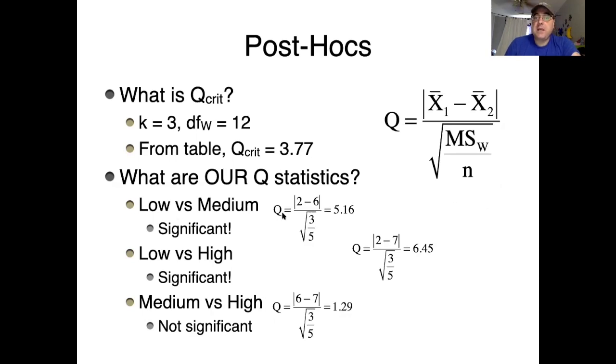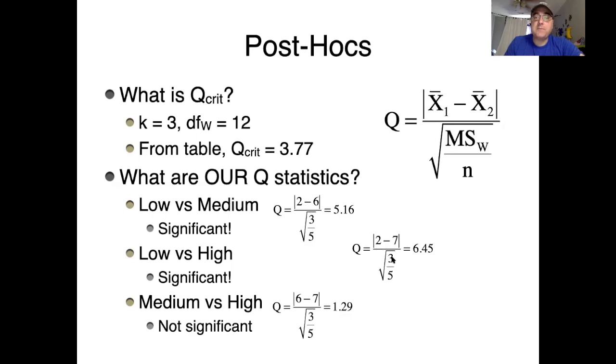The low group versus the median group gives you the average of 2 minus the average of 6. That's a -4, but take the absolute value, it's 4. Divide it by the mean squared error, which, nice enough, we were keeping this simple, was 3, divided by n. The average of the n's is 5. The harmonic mean of 5 and 5 and 5 is just 5, just like the average of 5 and 5 and 5 is 5. So the denominator here is going to be the square root of 3/5 every single time. If you put 4 over the square root of 3/5, you get a 5.16.